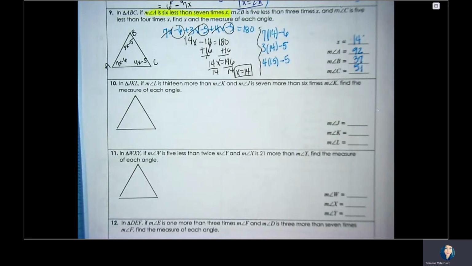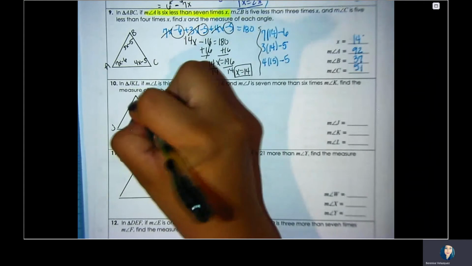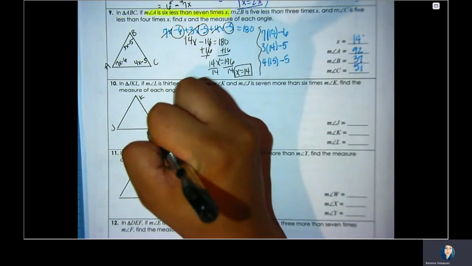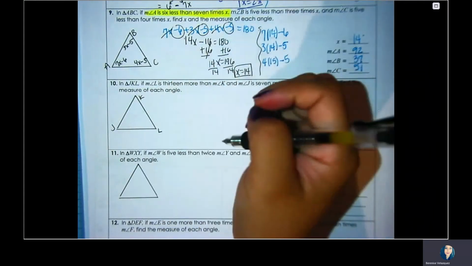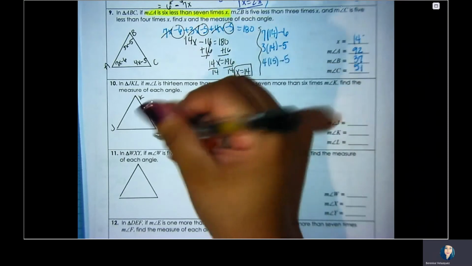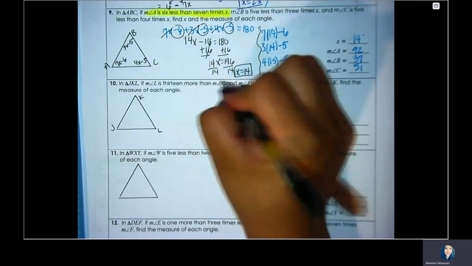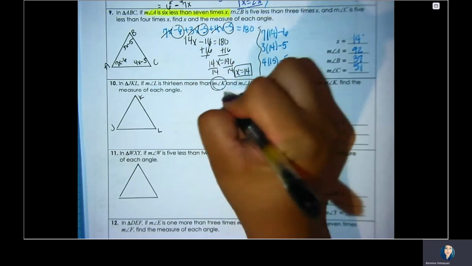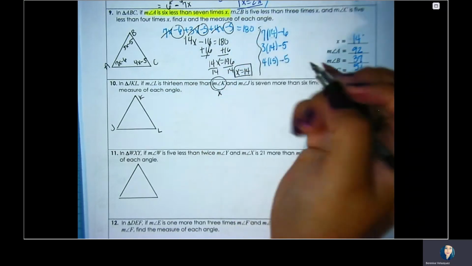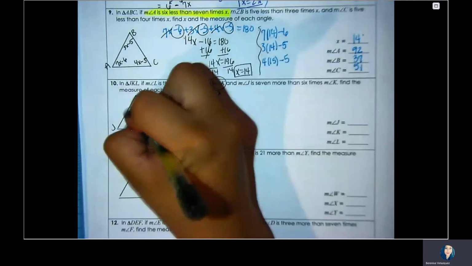Okay, next one, same style, so if you want to try it on your own, you can. I'm going to go ahead and start setting it up. So we have J, K, and L. Then it says angle L, so this one here, is 13 more than the measure of angle K. Okay, so this is the one where they don't use x, they use the measure of angle K, but you have to remember that that's going to be your unknown, so that's going to be x.